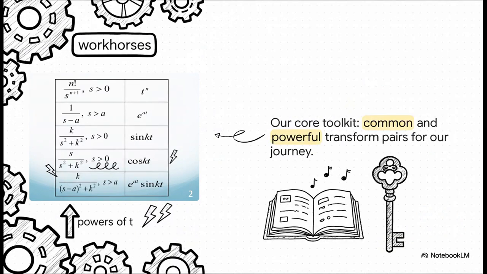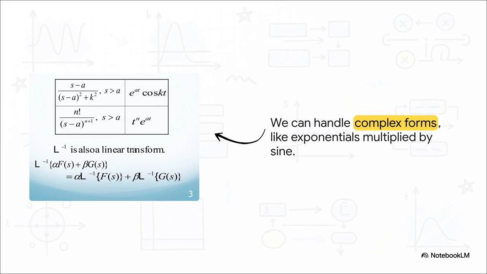And these are the real workhorses of our toolkit. We've got our transform pairs for powers of t, for all those exponential functions, and of course, for our essential sine and cosine waves. Getting familiar with these is kind of like learning the basic vocabulary for this whole new mathematical language. And our map even shows us how to handle more complex, shifted functions. Anytime you see this s minus a pattern in the denominator, think of that as a signal flare. It's telling you that an exponential term, e to the at, is a part of the original function. Spotting this pattern is a huge shortcut.